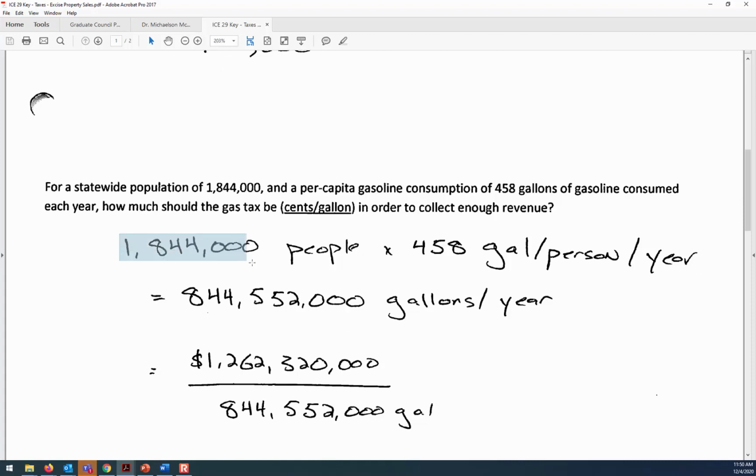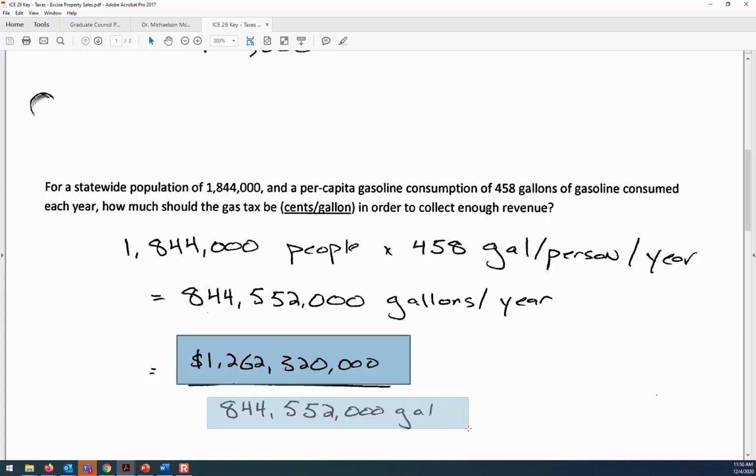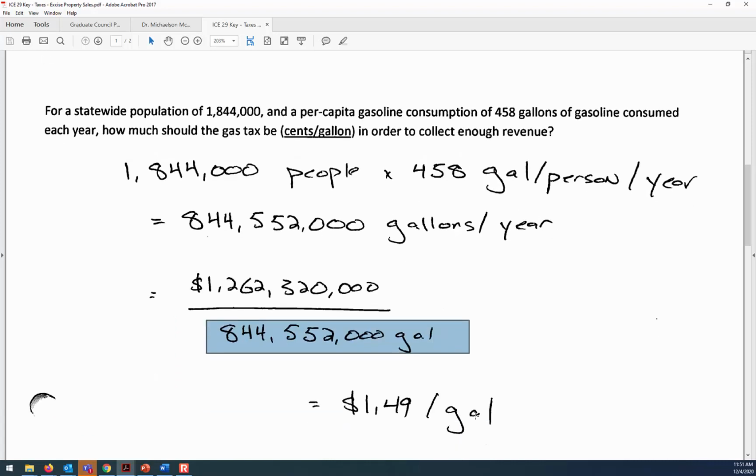We know how many people there are, 1.8 million. Each person on average is using 458 gallons. So that means in the state each year there's 844 million gallons of fuel that's being burned. And so if you need to collect 1.2 billion from 844 million gallons burned, then the fuel tax would need to be $1.49 to fully fund the cost of the roads in the state. And so obviously fuel taxes aren't that high. The state is getting its revenue from a variety of sources for transportation costs. It's not using just any one way to do that.